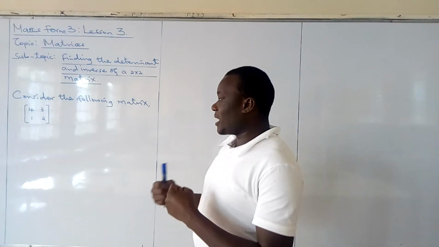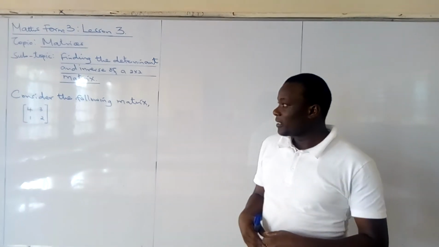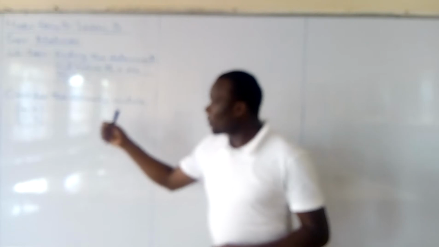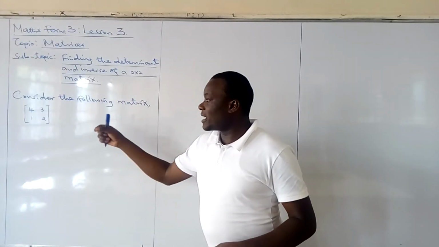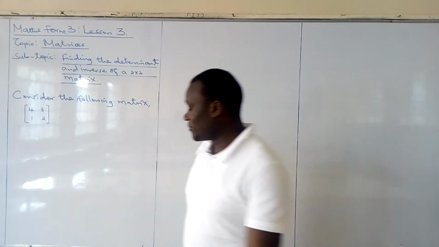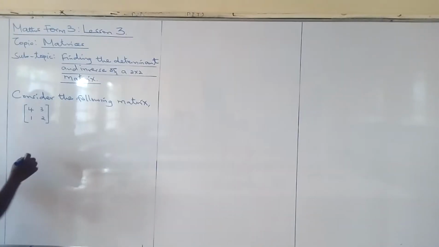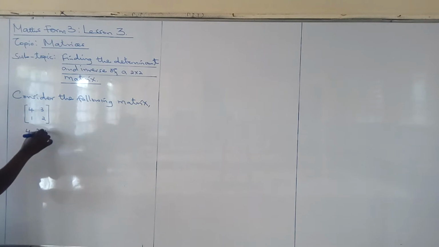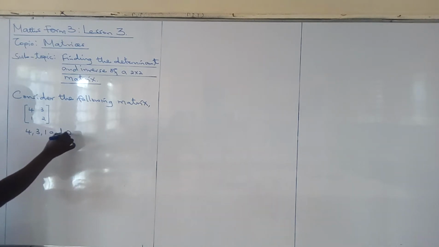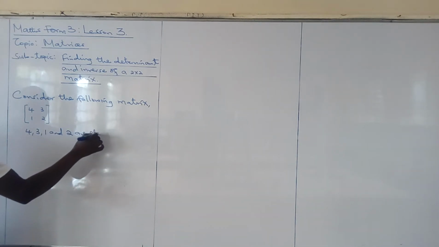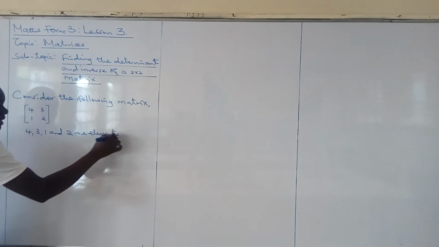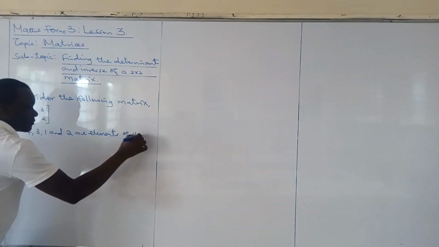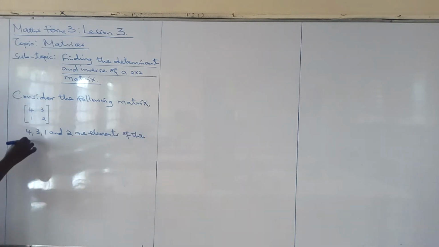So we must start by understanding what 4, 3, 1, and 2 represents. So in this matrix, we will say 4, 3, 1, and 2 are elements. We call them elements of the matrix.